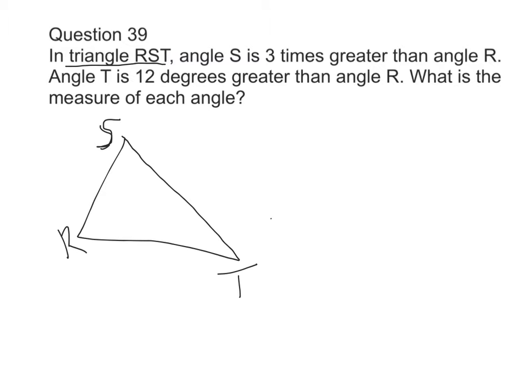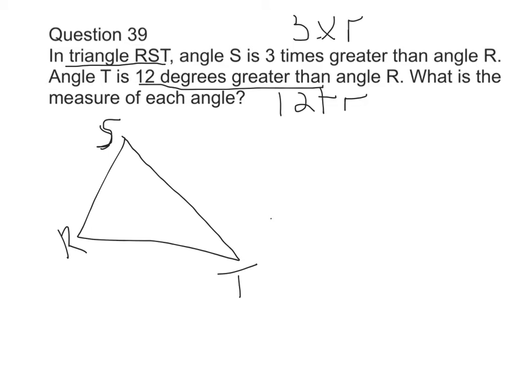So then it says angle S is 3 times greater than angle R. So they're saying that if I did 3 times R, I would get angle S. Then it says angle T is 12 degrees greater than angle R. So greater than on this one, they're not saying times, they're saying plus. So 12 plus R. What is the measure of each angle?